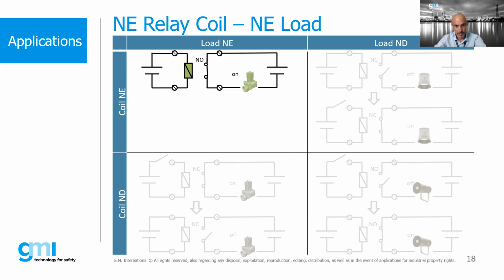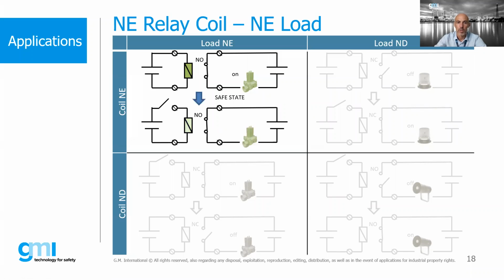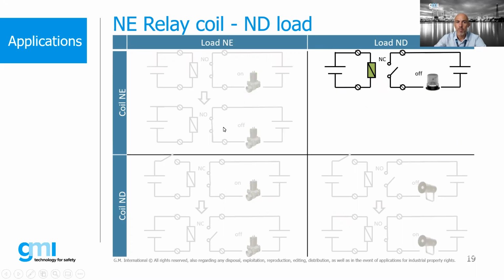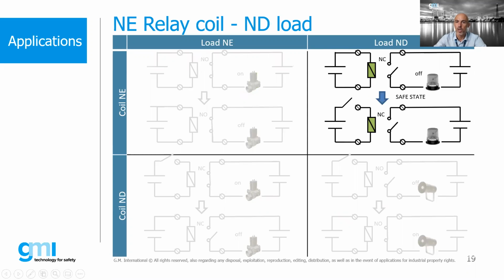This is the application. The first condition is a normally energized coil, a normally energized load. In case of safety, this is the function you want to perform: the coil will be de-energized, so the contact will be open. Always for normally energized, I can have the normally open contact. In this case, the load will be off, and the safe state means I de-energize my coil and my contact will be closed.